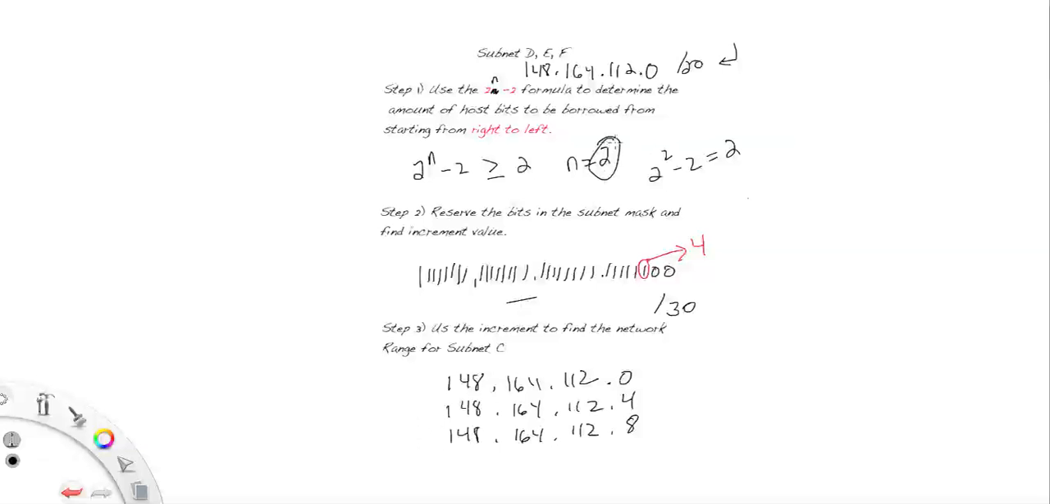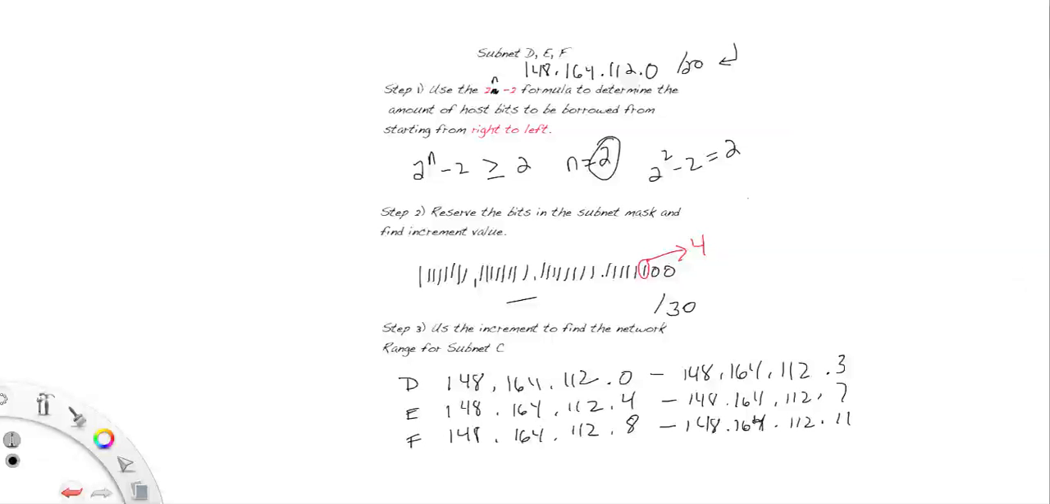So in this case, subnet D, E, and F, each of them need 2 hosts per subnet. And so our range is going to be to 148.164.112.3, 148.164.112.7, 148.164.112.11. And this would be subnet D, this would be subnet E, and this would be subnet F.